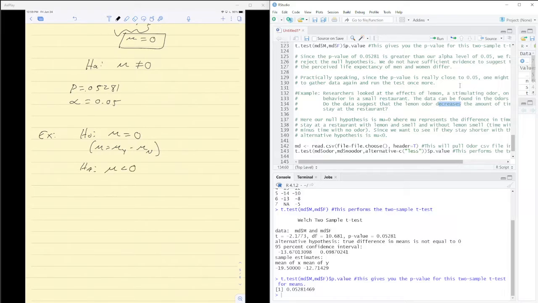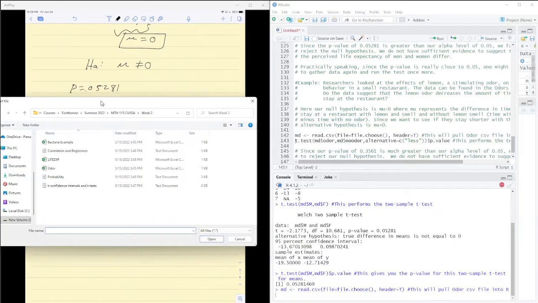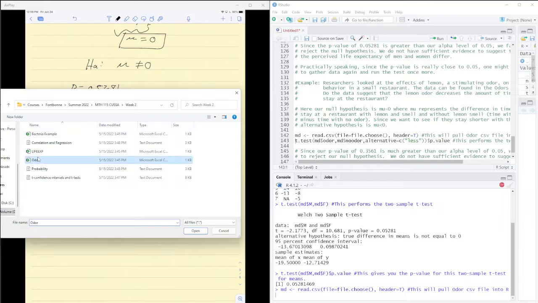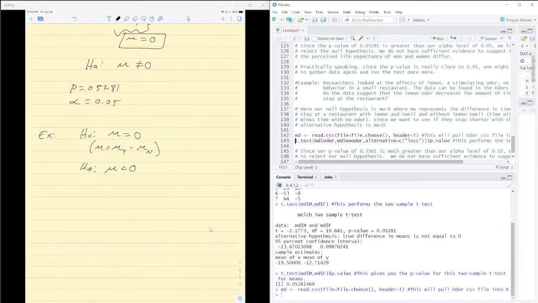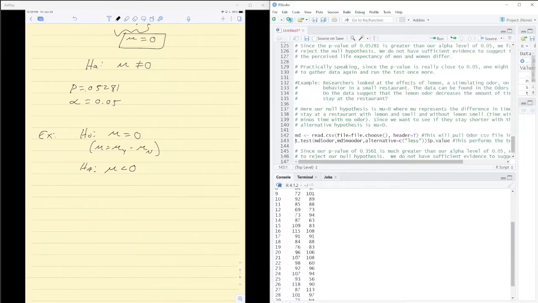So we're going to read in the data set, okay, the odor file. Let me clear this. And we can see what this data looks like. No odor and odor. Okay, and all these values, again, they're not necessarily the same sample size. No odor has 2 more observations than with odor, and that's okay here.